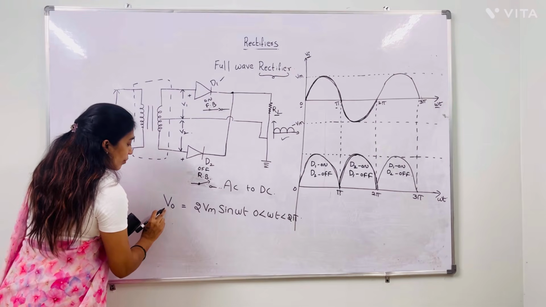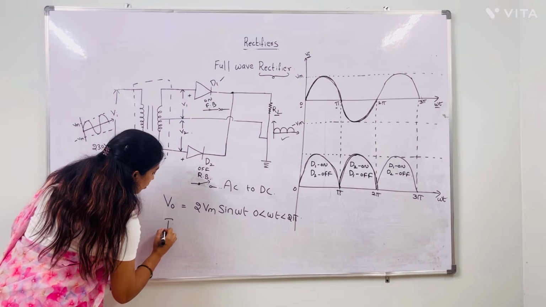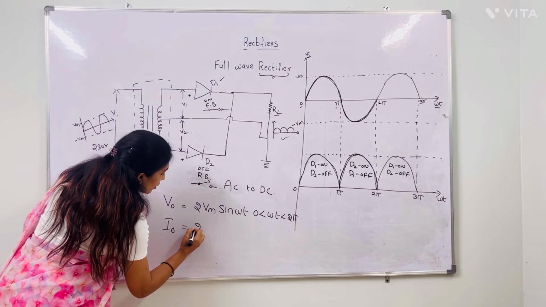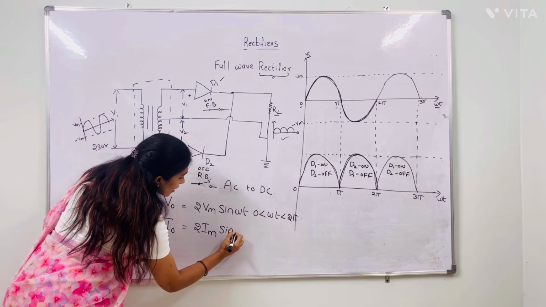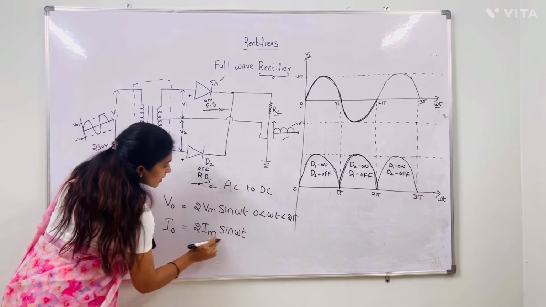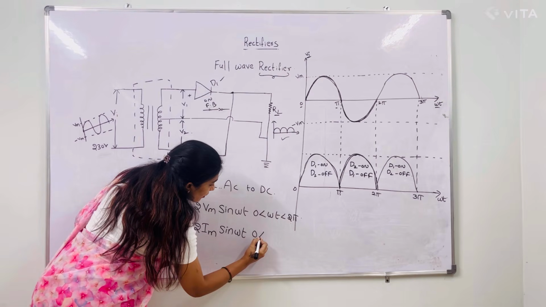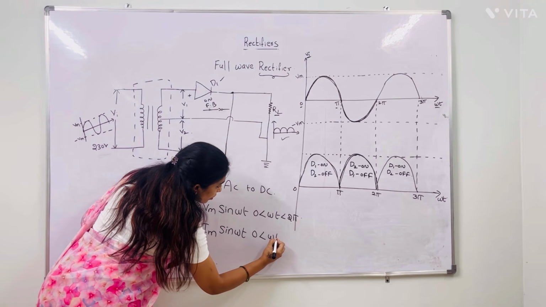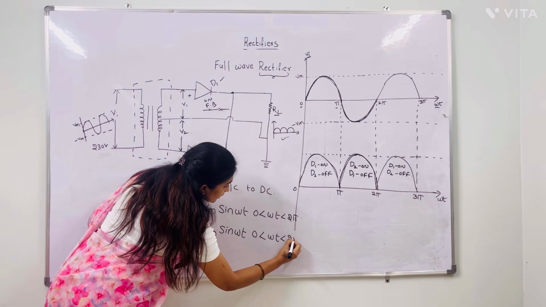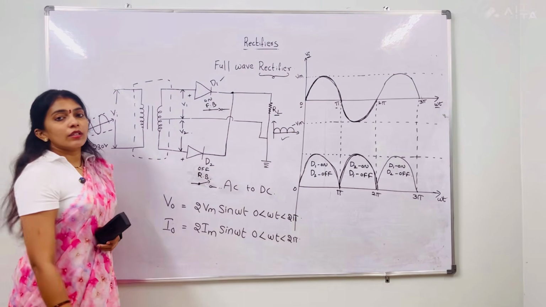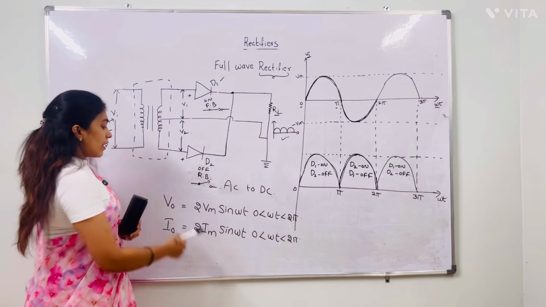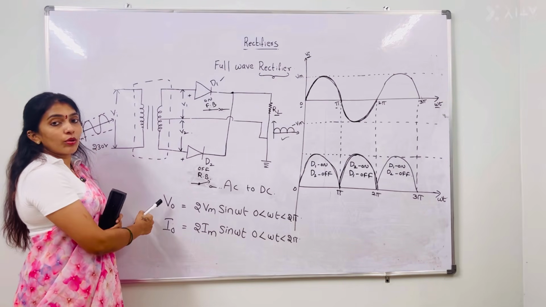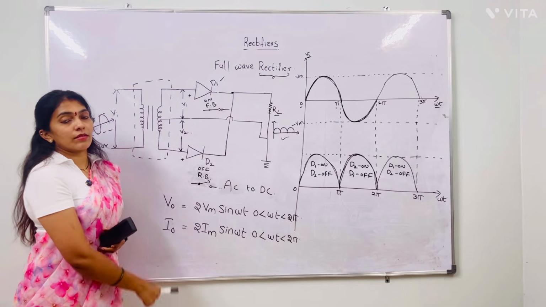This is the output voltage equation, and similarly the output current equation is 2 Im sin omega t. The limits are from 0 to 2 pi. So this is the operation of the full wave rectifier and the output equations, output voltage and output current equations.